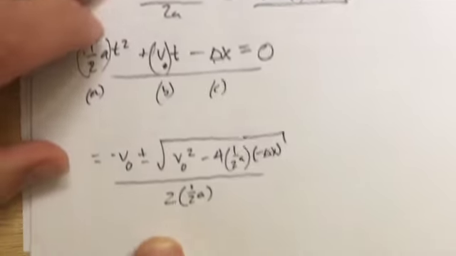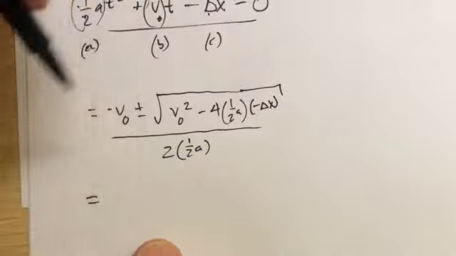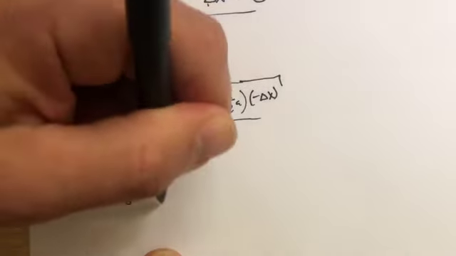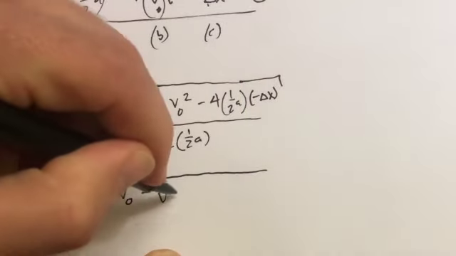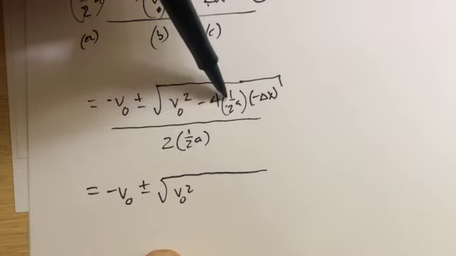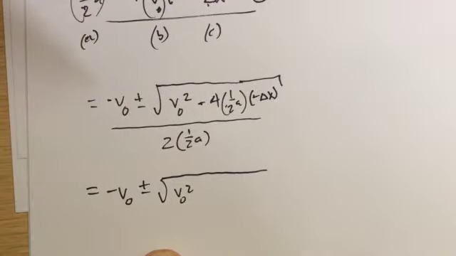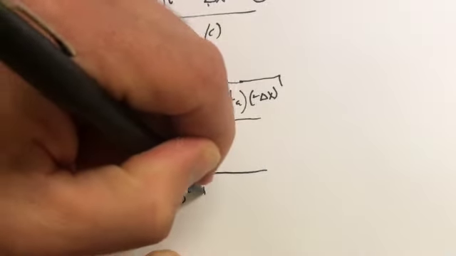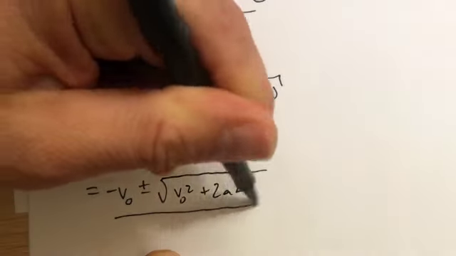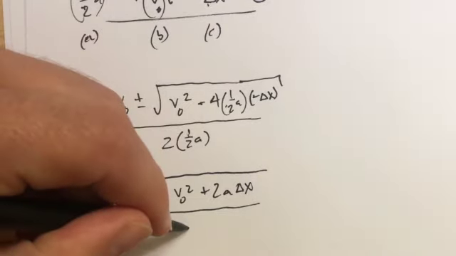All right. From here, again, we're not going to put any numbers in, but we can simplify some things. So again, negative v naught stays the same, nothing changes there. Plus or minus, I take the square root, v naught squared. And here I've got 4 times 1/2, so that's going to be 2. This is a negative sign, this is a negative sign. When I multiply them together, they're going to become positive. So this becomes plus 2a delta x. And this is all over 2 times 1/2, which is just 1. And so all I'm left with there is a.